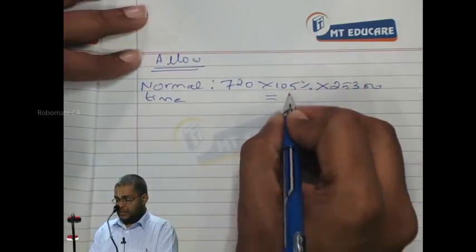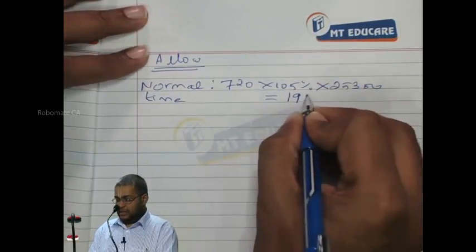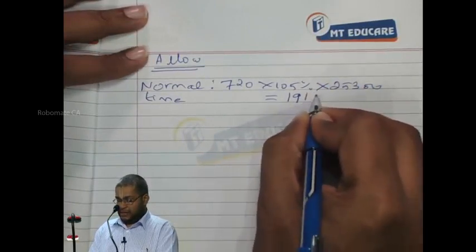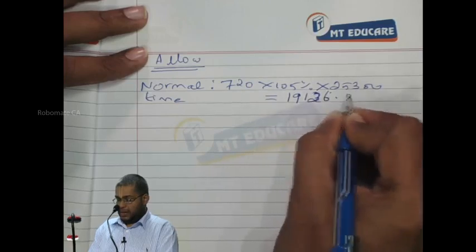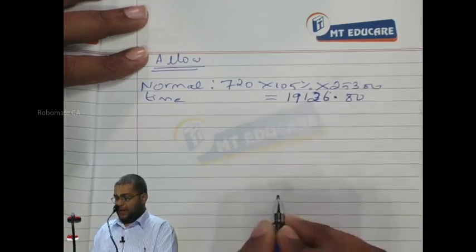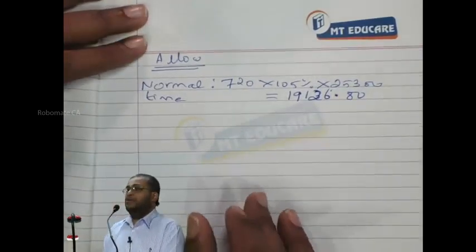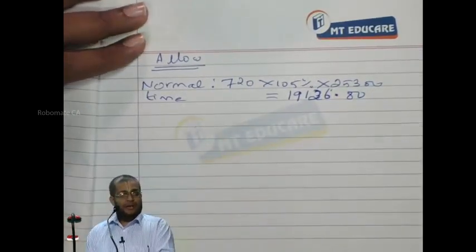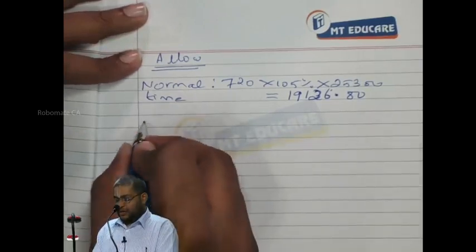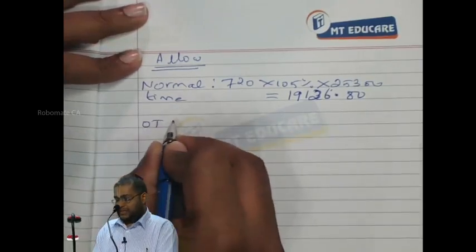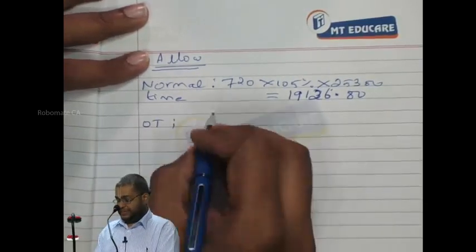Can you multiply and tell me how much the number is here? 19,126.8. Actually, the number is 19,126.8. Please, don't create confusion. Can I say now, normal time over. Next is overtime wages. Overtime wages.